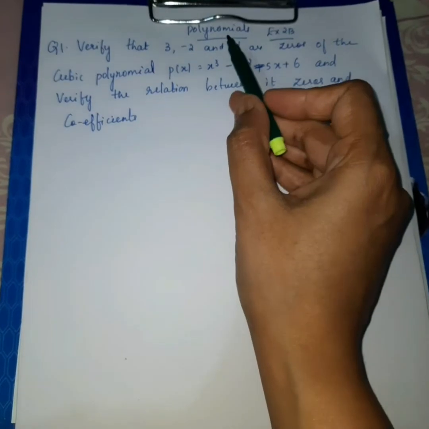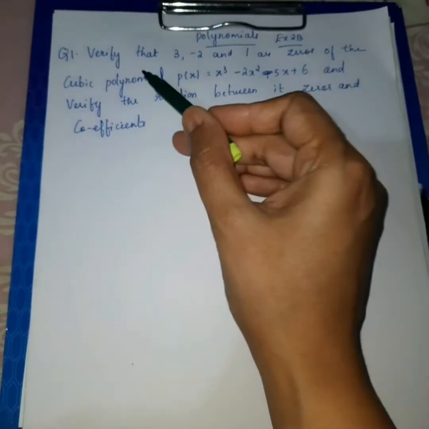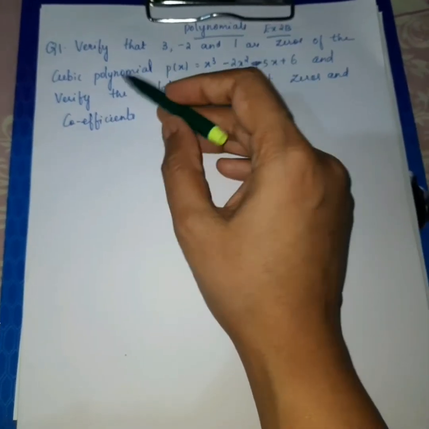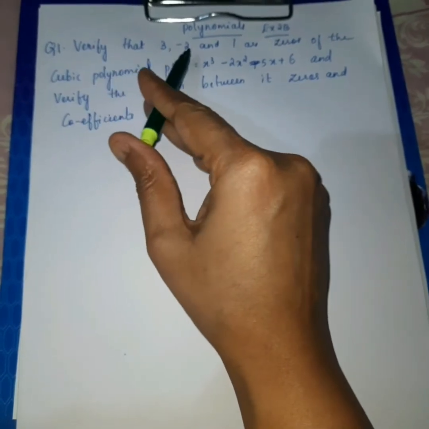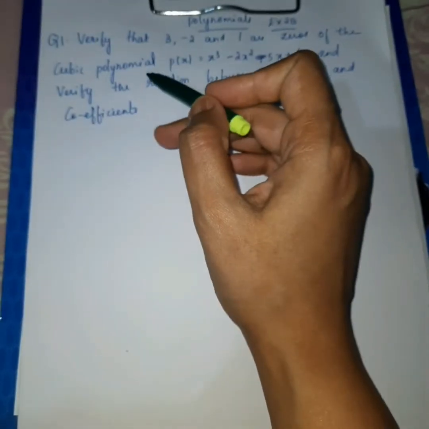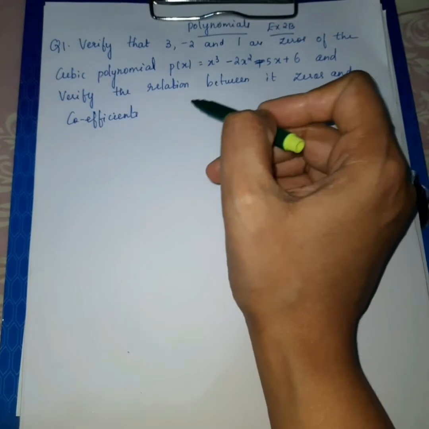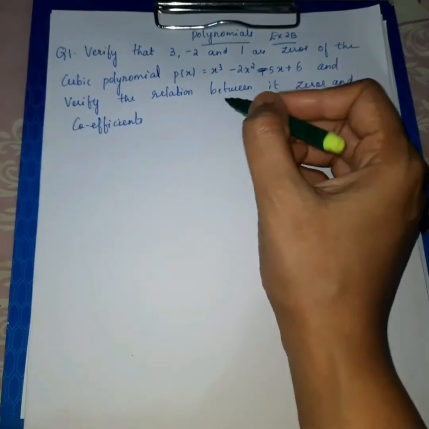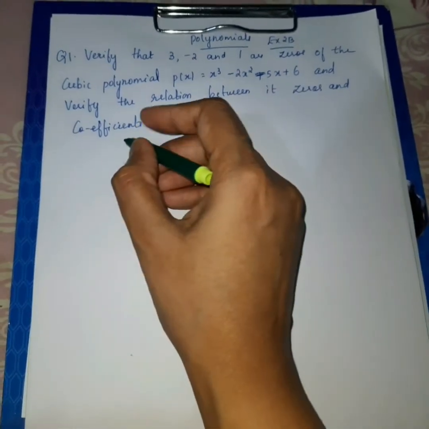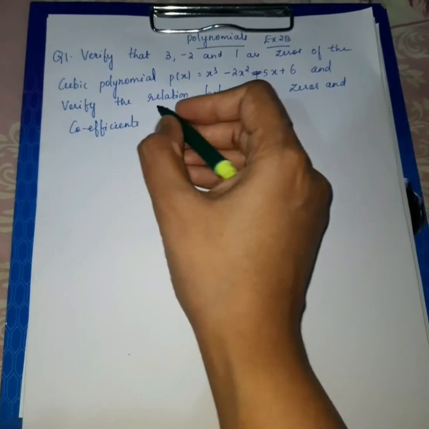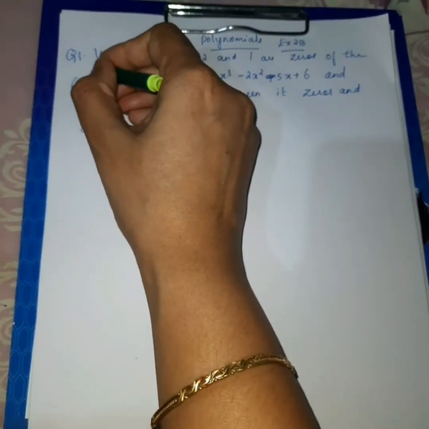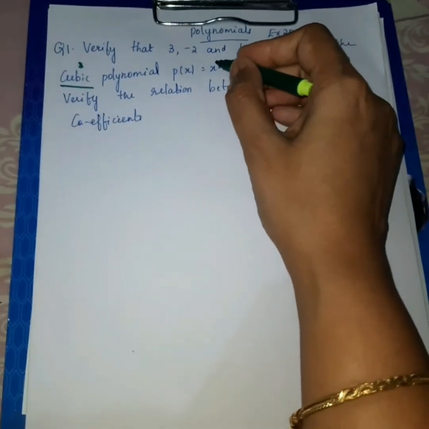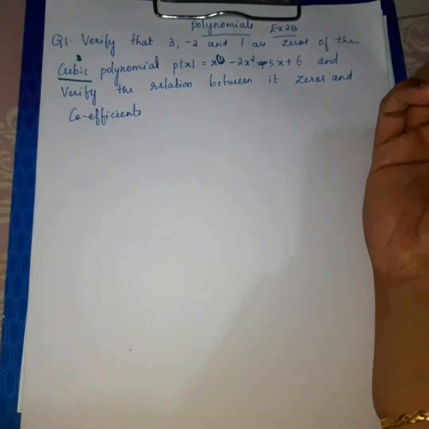Viewers, today we'll see about polynomials exercise 2b. Question 1. Verify that 3, minus 2 and 1 are the zeros of the cubic polynomial p of x and verify the relationship between its zeros and coefficients. So it's given as a cubic polynomial, meaning the highest degree is 3. You can see it, x cube.